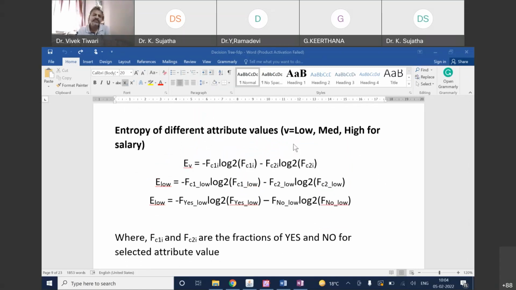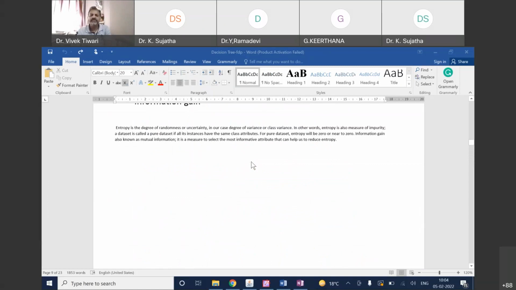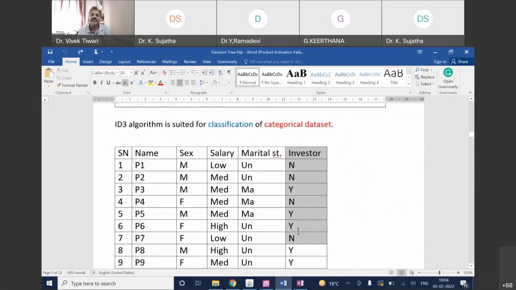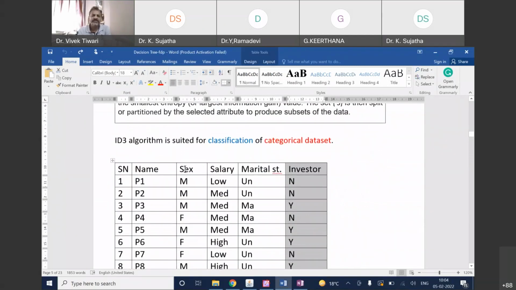What is the meaning of entropy of attributes? Here you need to go to the data set. So this is the class level entropy. We have to calculate it only once. Okay, that is clear. We have just seen. These are the attributes. So we have to calculate the entropy of marital status, entropy of the salary, entropy of the gender.